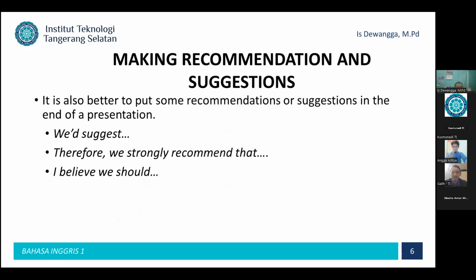Next, making recommendations and suggestions. It is also better to put some recommendation or suggestion at the end of your presentation. Yeah. It's like when you write a journal or article, or thesis or skripsi. At the end of your thesis, usually for skripsi, everyone, we usually write the recommendation and suggestion in the last chapter, which is chapter 4, chapter 5.